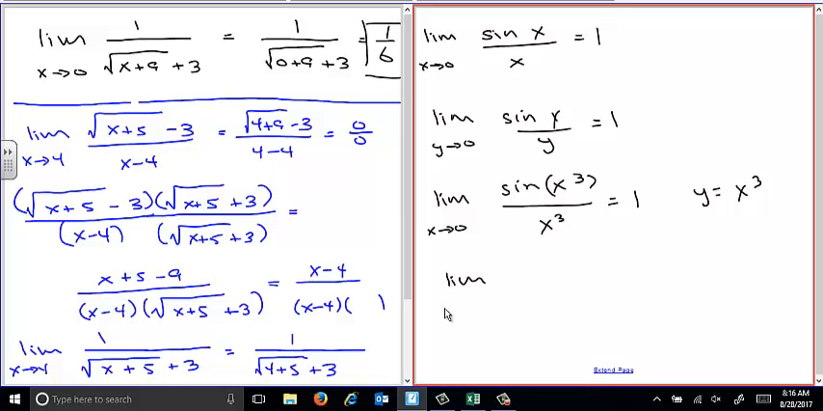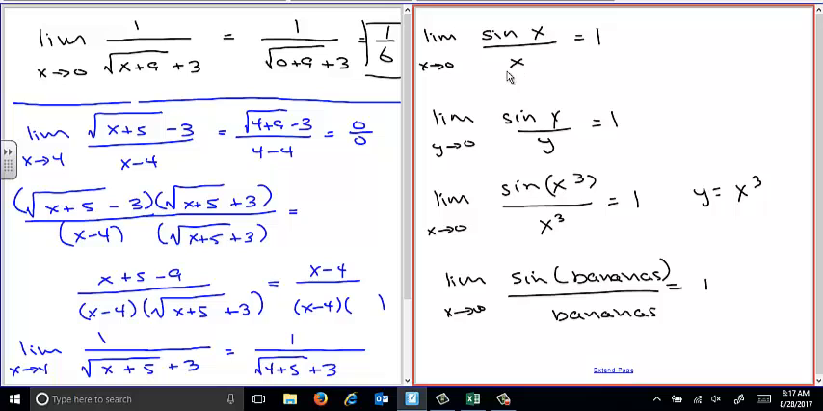So the limit as x goes to 0 of the sine of bananas divided by bananas equals 1. Whatever the argument is, if you have the denominator the same as the argument of the trig function, it's always 1. Now, that's the problem that you'll see in your paper.